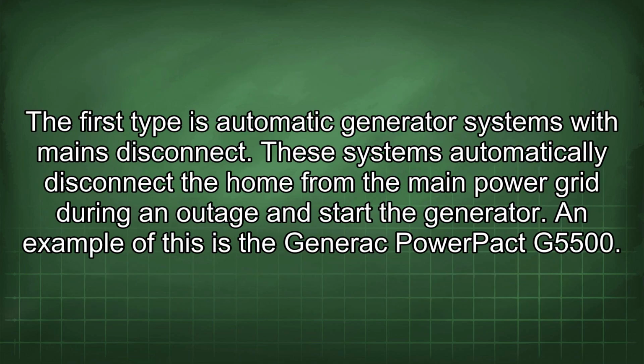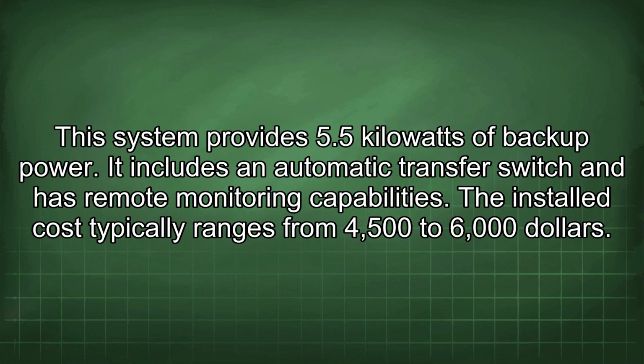The first type is automatic generator systems with mains disconnect. These systems automatically disconnect the home from the main power grid during an outage and start the generator. An example of this is the Generac Power Pack G5500. This system provides 5.5 kilowatts of backup power. It includes an automatic transfer switch and has remote monitoring capabilities. The installed cost typically ranges from $4,500 to $6,000.